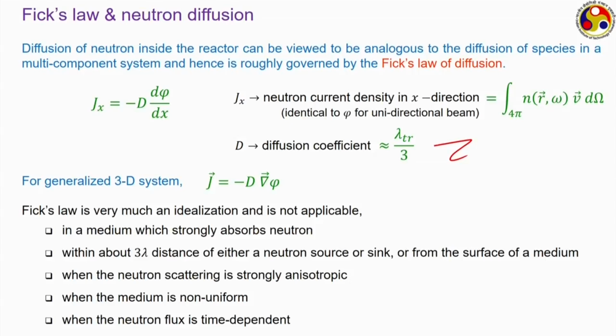If the neutron scattering is strongly anisotropic, then also we can't use it, because the neutron intensity will keep on varying in different directions. If the medium is non-uniform, then the value of the diffusion coefficient and other scattering cross sections will keep on changing with the location. So, we should not use Fick's law. And finally, when the neutron flux becomes time dependent, this is very much a steady state equation. So, if the neutron flux is time dependent, we can't use this.